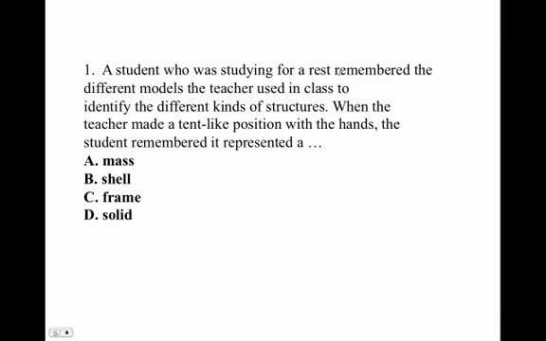Let's review. A student was studying, and the teacher had different models used in class to identify different kinds of structures. When the teacher made a tent-like position with the hands, the student remembered it must be, if it's a tent, well, it's manufactured, but that's not our choice. So what is a tent? A tent is like a shell, so it would be B.